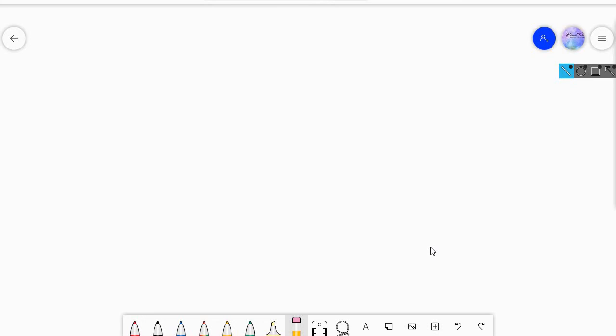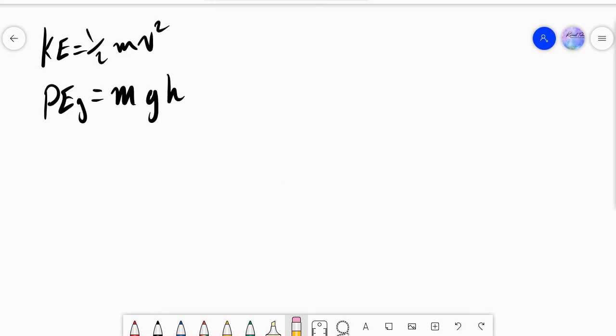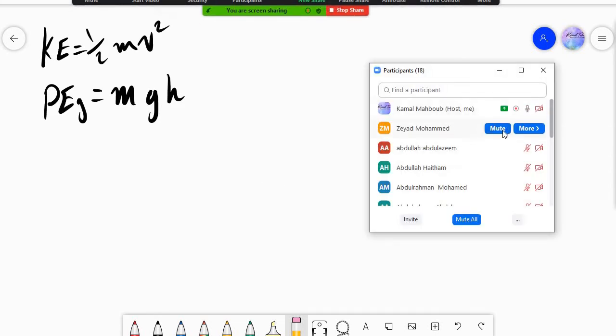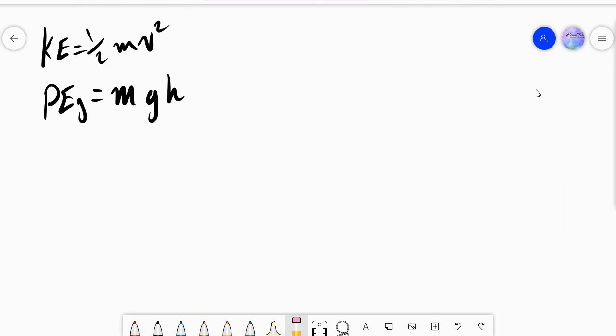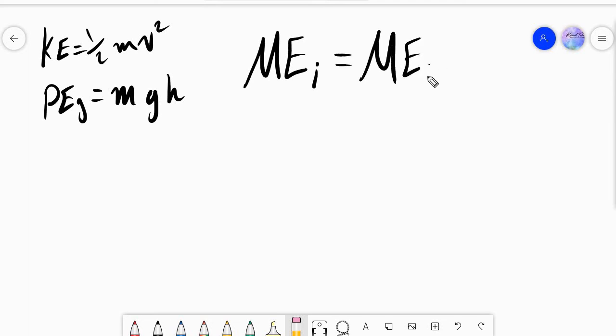Let's explain the formulas. Be more concentrated with me, please, guys. You should remember, don't forget, that kinetic energy equals, please don't forget that equation. That's very important to explain the formulas for the potential and kinetic energy. We said that here we have mechanical energy. Mechanical energy initial equals mechanical energy final, they are the same. And mechanical energy equals gravitational potential energy plus kinetic energy, right?